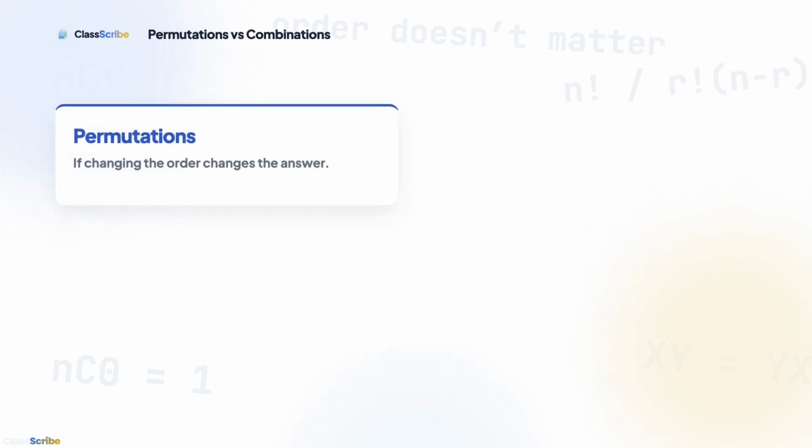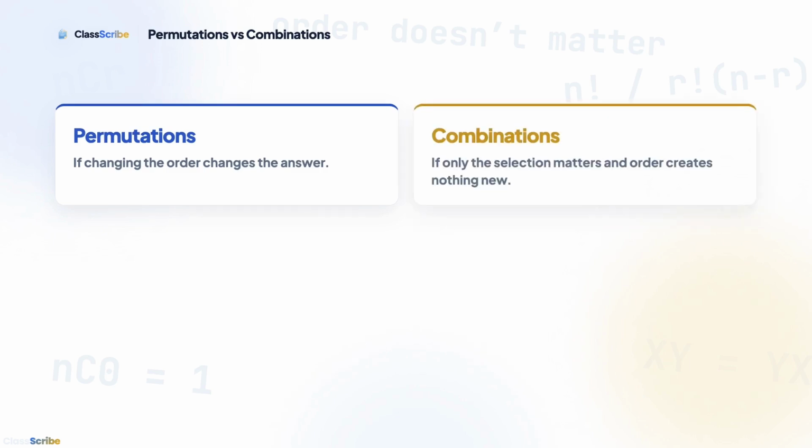Now let's quickly summarize the difference between permutations and combinations. If the order of objects changes the answer, use permutations. If only the selection matters and changing the order does not create a new result, use combinations.